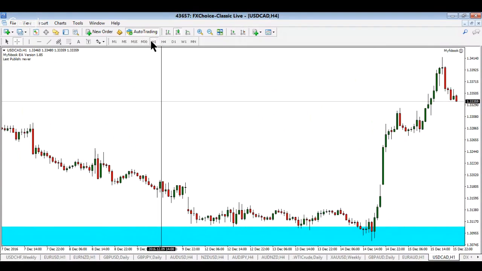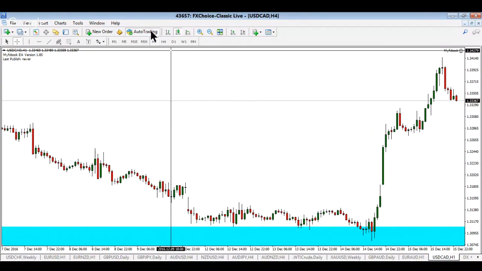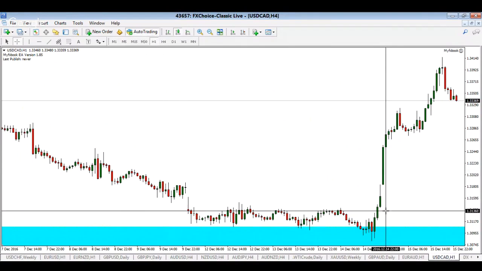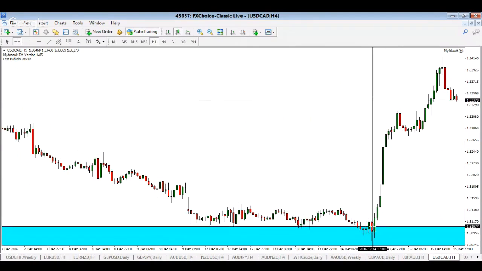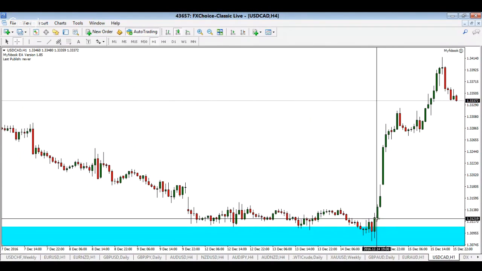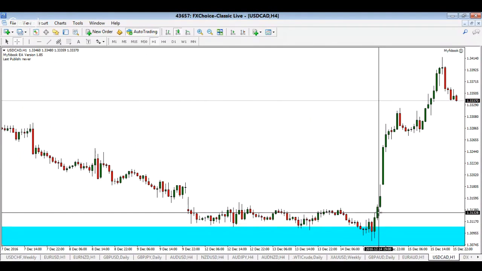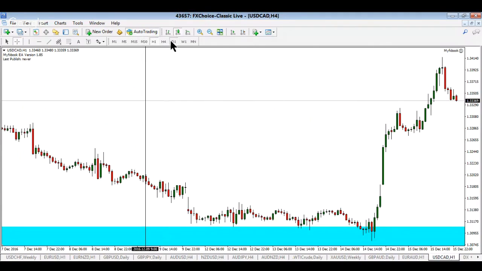I try not to go smaller than the 1-hour. I always want a strong confirmation as far as reversal goes. So once price started consolidating, I got this bearish candle, and then price pushed up here. Anywhere in this zone area, you could have got in for a buy.